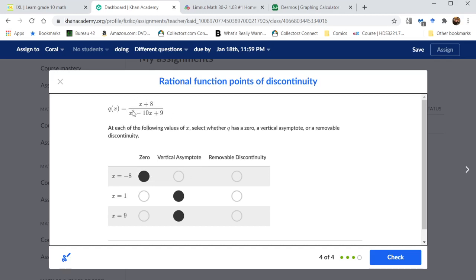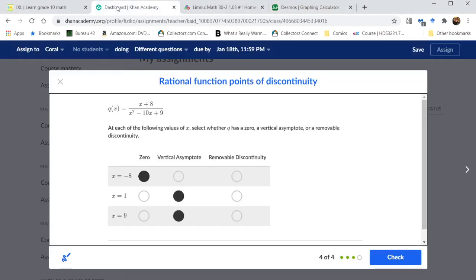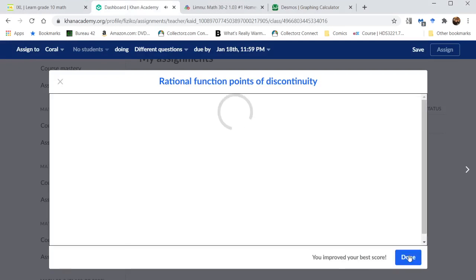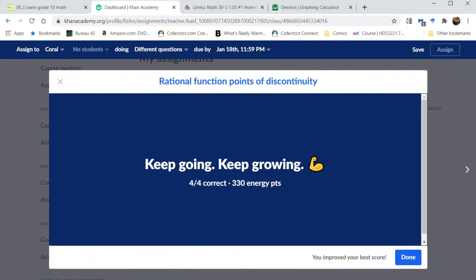We could do our factoring, which does turn this into (x minus 1)(x minus 9), or we could graph it and confirm that both are vertical asymptotes, which we have now quickly done over here. We see the vertical asymptotes, sorry, x equals 1 and x equals 9 are the two vertical asymptotes, confirming these answers. So this concludes the solutions to homework 1.03 number 1.